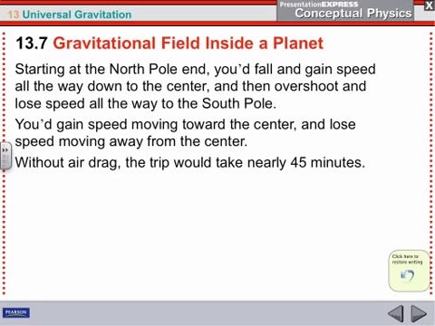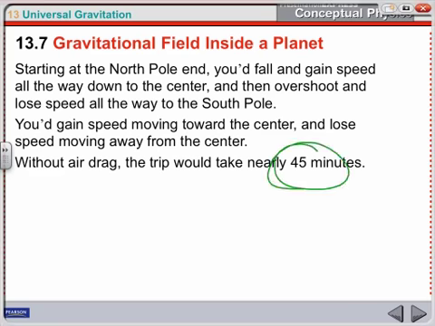So if I start at the North Pole, I'm going to fall and gain speed till I get to the middle. I'm going to be going so fast then that I'm going to overshoot and keep on going, and I'll come out in the South Pole. And this is what I like: this trip takes about 45 minutes.